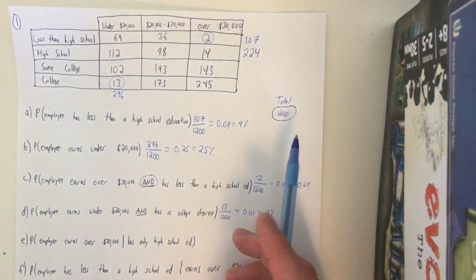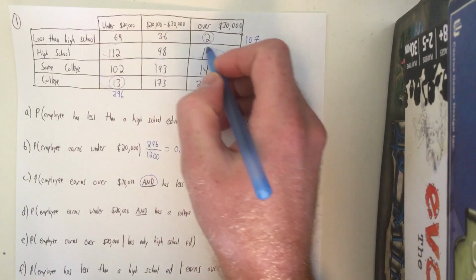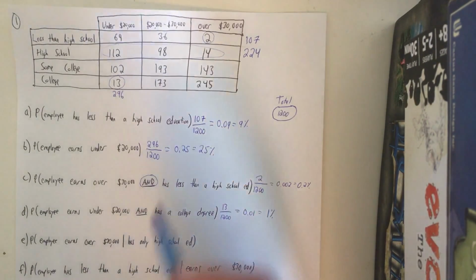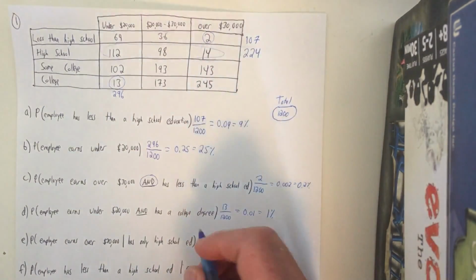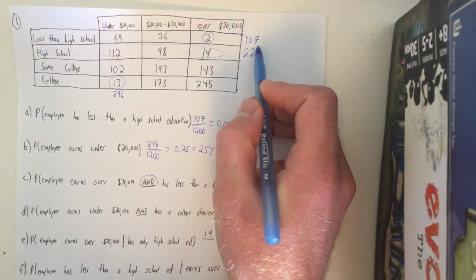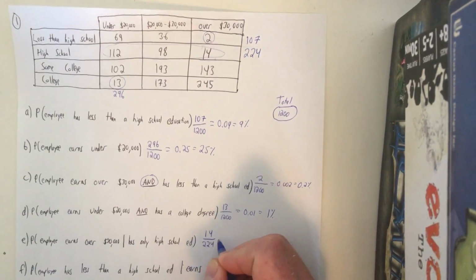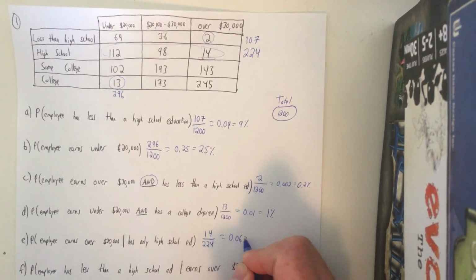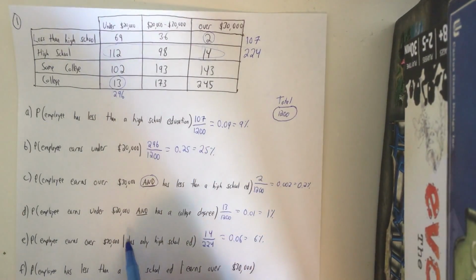And now, what's the likelihood out of those 224 employees, so only in that row, what's the probability of them earning over $30,000? Well, we can see that there's 14 people, 14 out of, again, our smaller total here, the people just having a high school education, out of 224 total employees, which gives us 0.06 or 6%. So again, that's how we go with given.